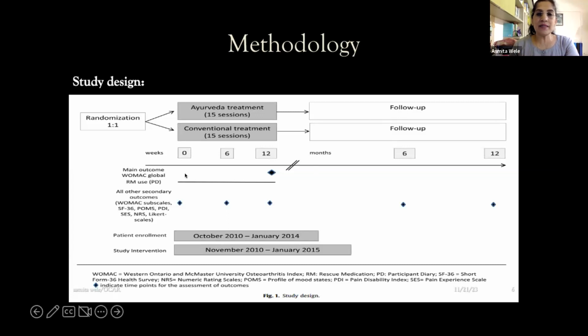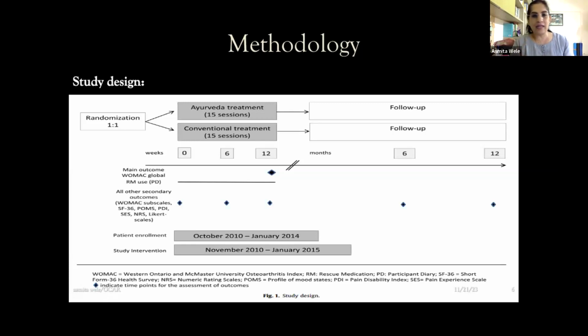So here you can see there are main outcome measures. At the beginning of the study, it was decided as the WOMAC global index, then the use of rescue medication for both the groups, which was the same, a standard analgesic, and then a participant diary. So based on this, to check how they have maintained their lifestyle and the modalities which were told to them, how they are recorded. And then the secondary outcomes were WOMAC subscales for pain, then the profile of mood states, then the pain disability index, then the short form 36 health survey, a numeric rating scale, and a Likert scale for time point assessment. So all that they have done in this study design.